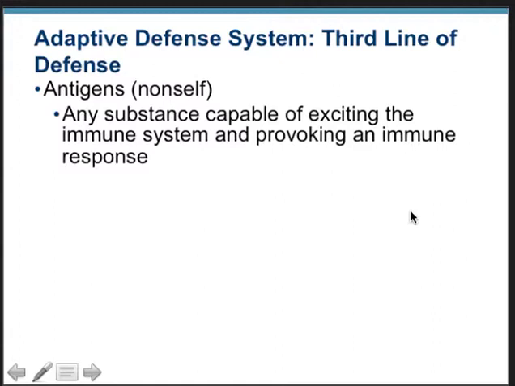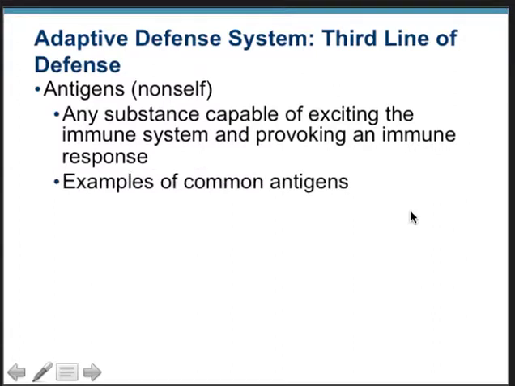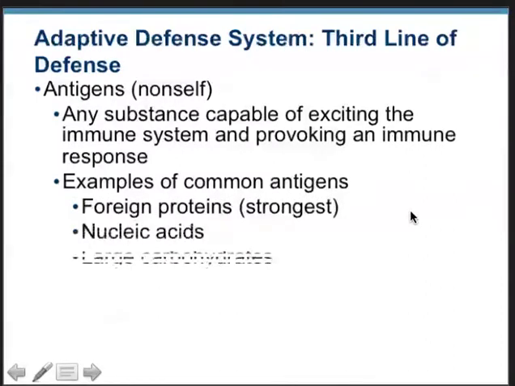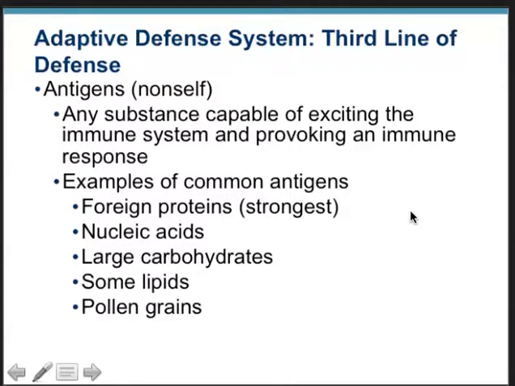So an antigen is defined as any substance that's capable of exciting the immune system and provoking an immune response, provided that these molecules are not present on our own cells. Examples of common antigens include foreign proteins, nucleic acids, large carbohydrates and lipids, as well as pollen grains, and the surfaces of microorganisms, which have unusual molecules that make up, in some cases, their cell wall or components of their cell membrane.